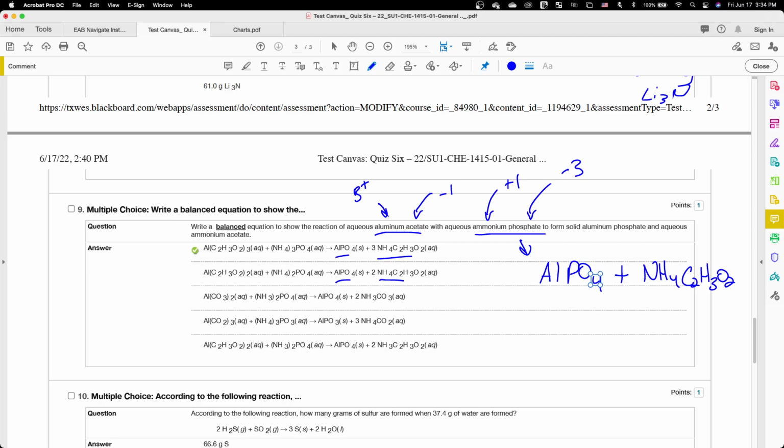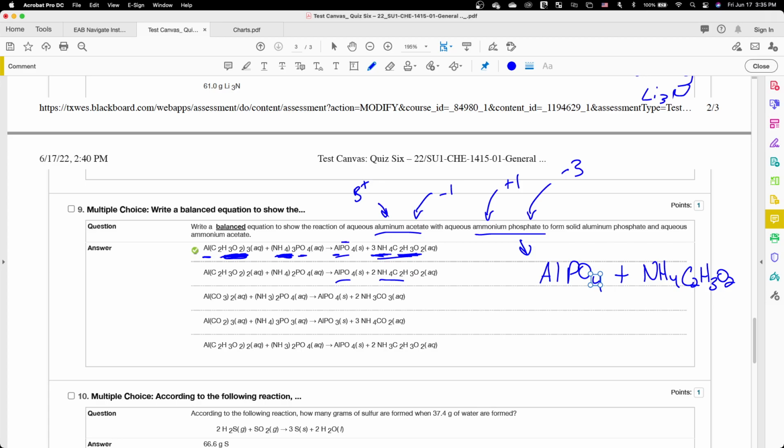So let's look at the first one here. There's 1 aluminum on the reactant side here, and there's 1 aluminum on the product side right there. There's 3 acetates right here on the reactant side, and there's also 3 acetates over here on the product side, because there's a 3 coefficient right there. And then there's 3 ammoniums right here, also 3 ammoniums on the product side, right, because of the coefficient. Then 1 phosphate there, 1 phosphate there.